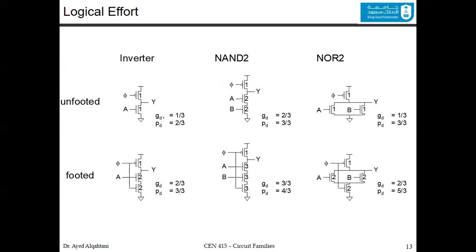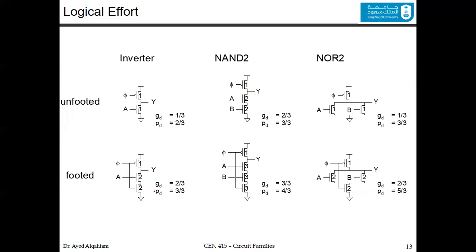Now, to calculate the logical effort and the parasitic, we calculate the logical effort the same way. We care about the input capacitance, so it is 1, and you convert to the inverter, 1/3. Similarly here, it's 2/3, and here it's 1/3. You can see that it's easy. For the parasitic, we look at the output, and it is 1 and 1, so it is 2/3. In the output here, it's 1 and 2, so it's 3/3, and here we have 3, so it's 3/3.